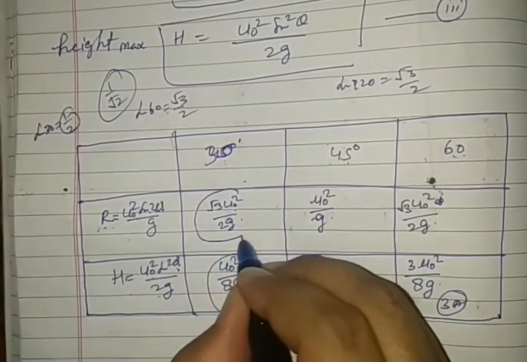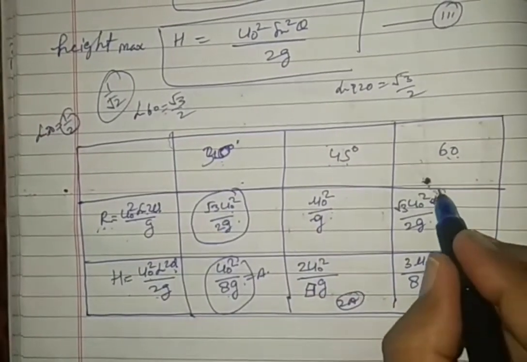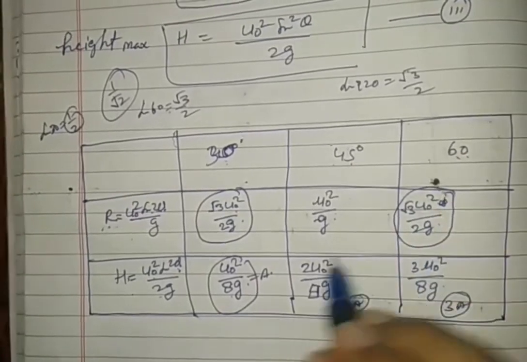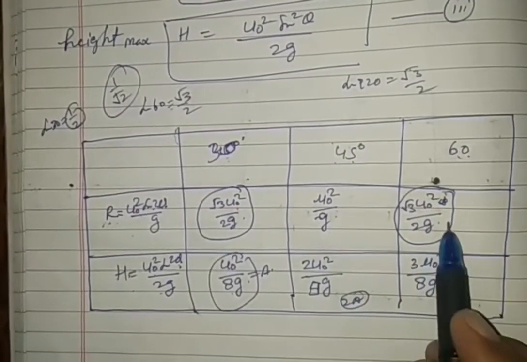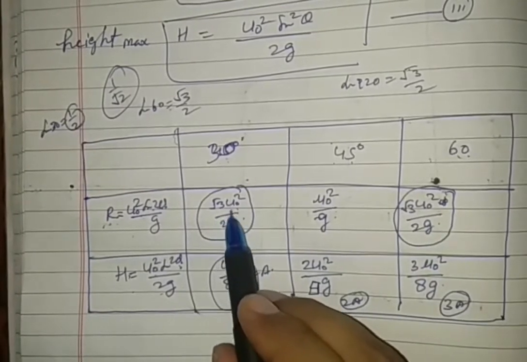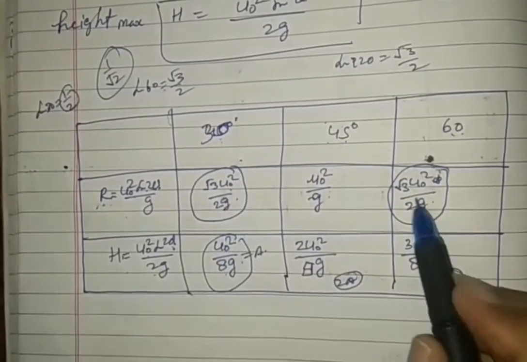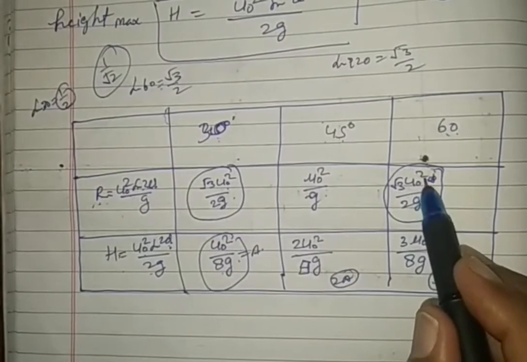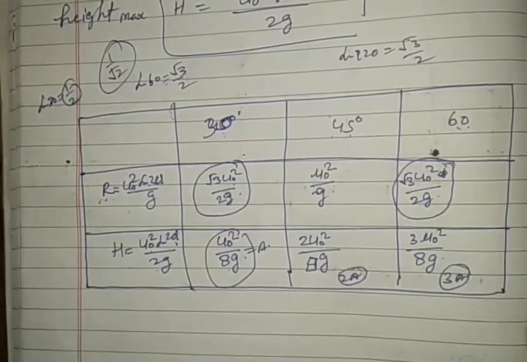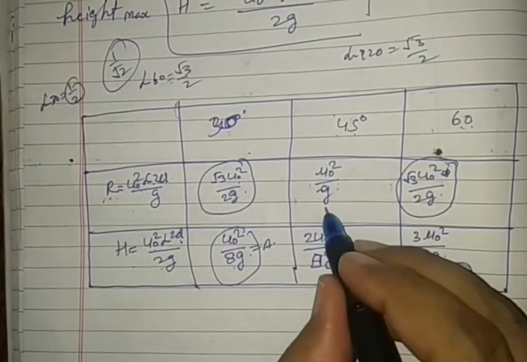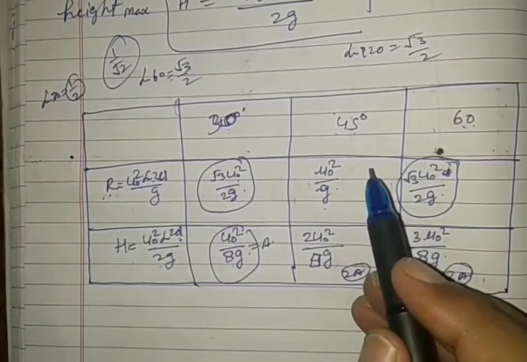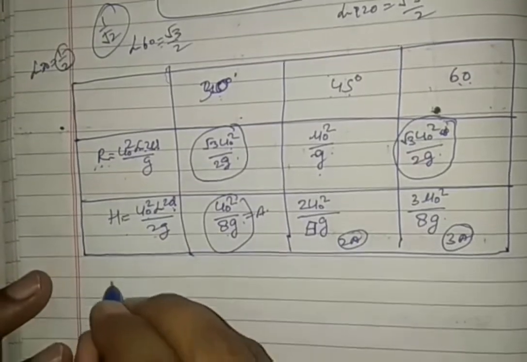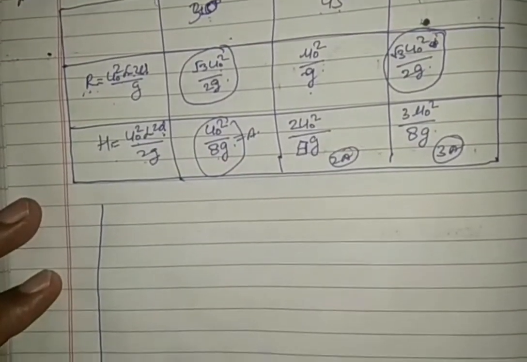Either you send the projectile at 30 degree or 60 degree, the range is the same: root 3 by 2 u naught square by g. But in case of 45, it has the maximum range. So we are going to make a combined diagram for it.